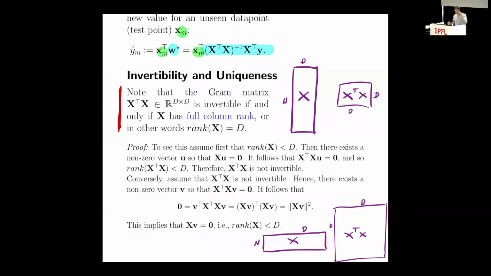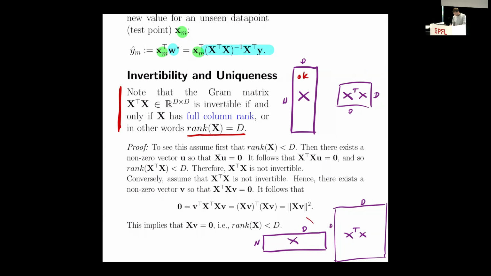It just means it has full rank, so that the rank is D, right? Here it has fewer columns than rows. So in this example here, that seems okay, because D is much smaller than N, right? So there's a good chance that this matrix has full column rank. It's not for granted, right? But usually it would have this property, but you still need to check it.